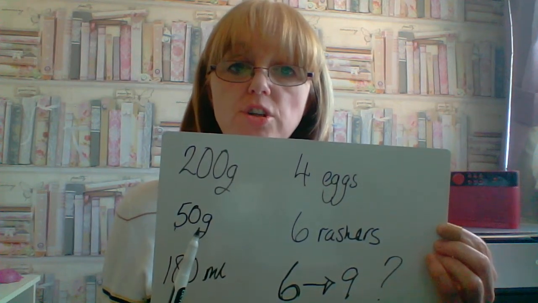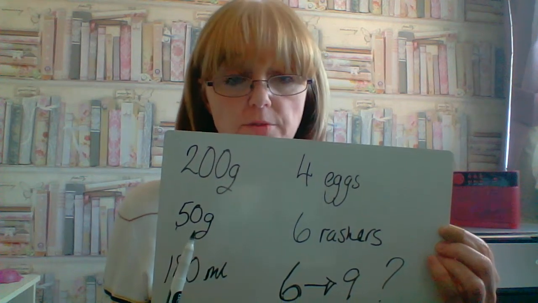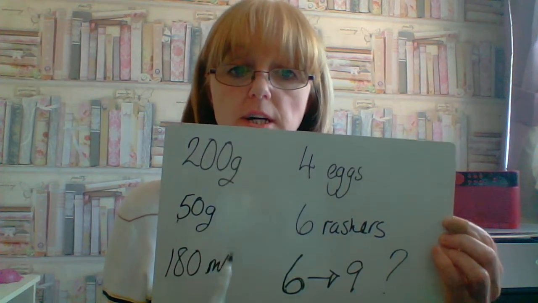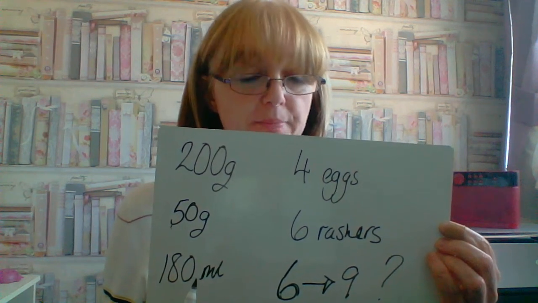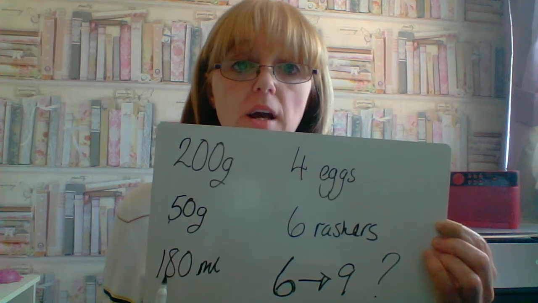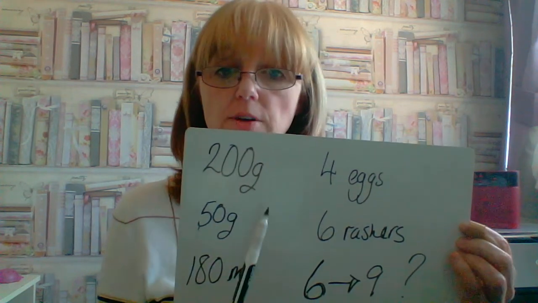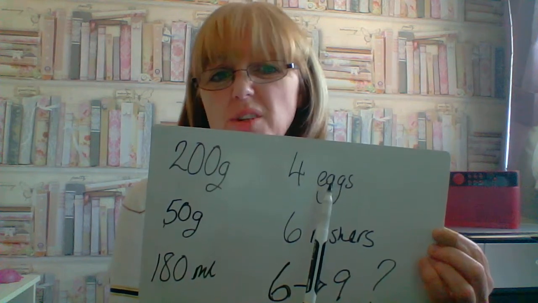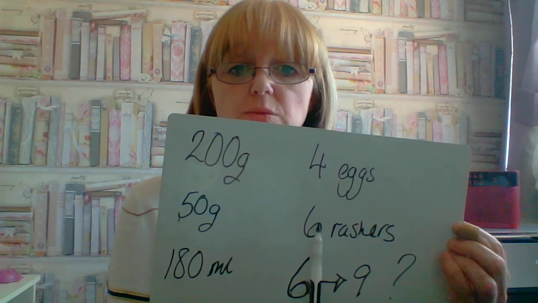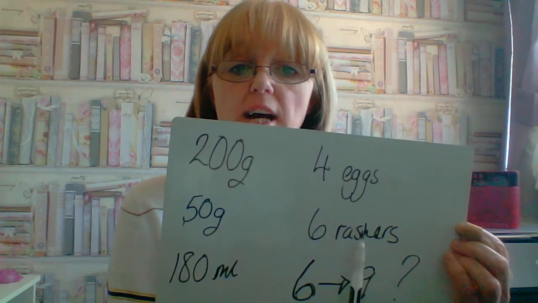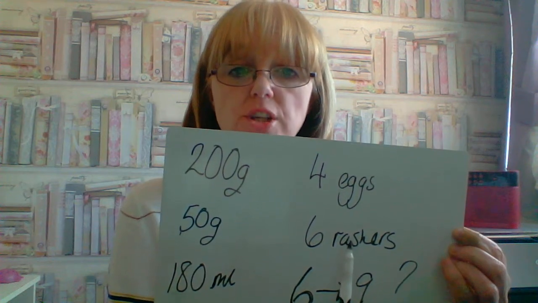So 50 divided by 2 is 25. Add that on to the 50, it's 75. 180 divided by 2 is 90. Add that onto 180 would be 270. Well done. Eggs divided by 2 is 2. Add it on is 6. And then you don't even have to work that out, because we just know that if we're feeding 9, we just add on another 3, so it would be 9 rashers. Anyone got any idea what they were actually making? Right. So that was yesterday's.